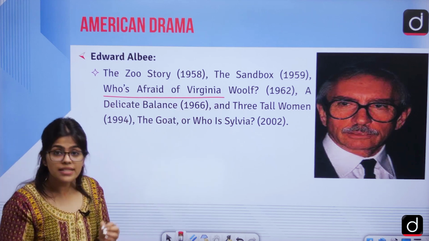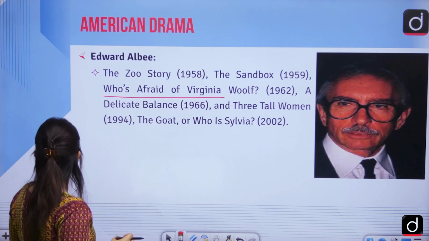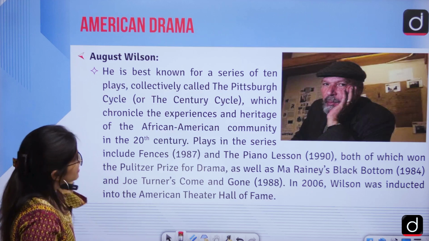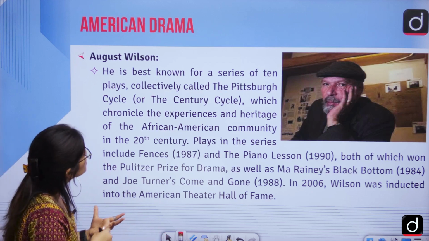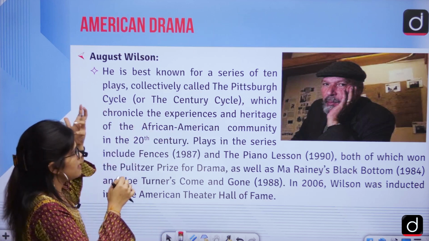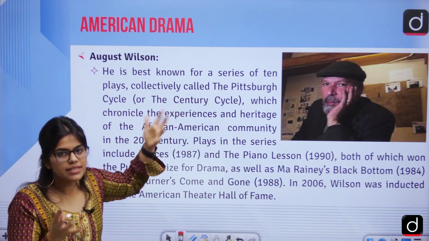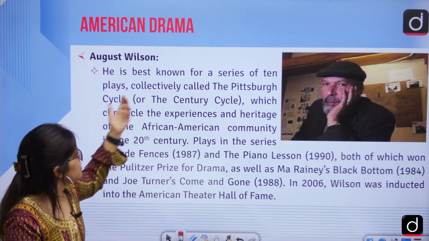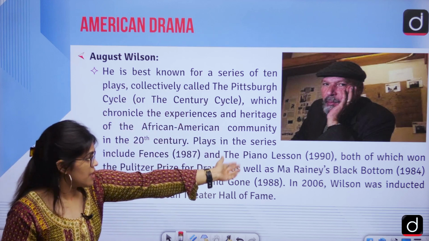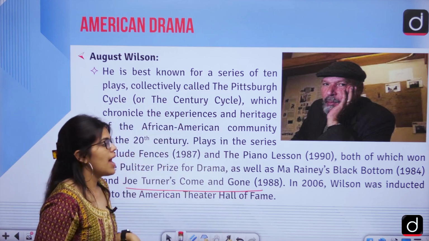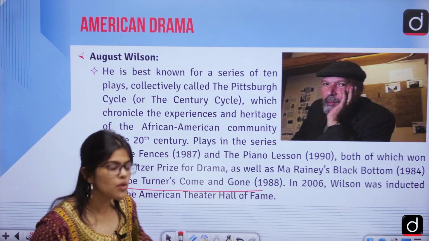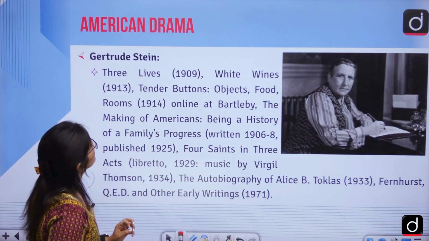They have asked these questions and these texts a lot of times. Then you have August Wilson, and the plays of August Wilson are also important. So there is the Pittsburgh Cycle, the 10 plays that are collectively called the Pittsburgh Cycle. There is The Piano Lesson, there is Joe Turner's Come and Gone, and there are other plays also, and he becomes an important writer.